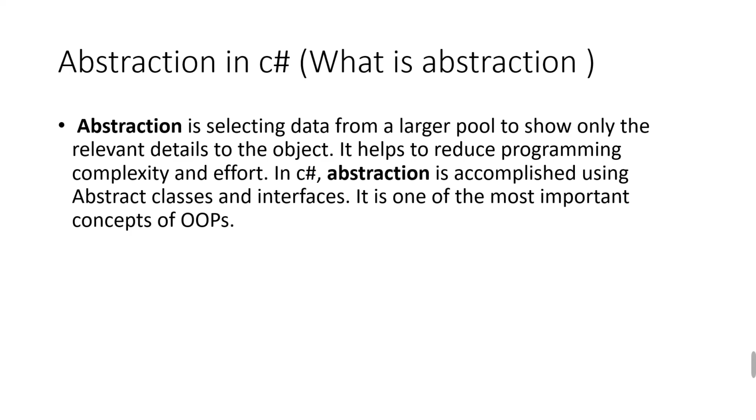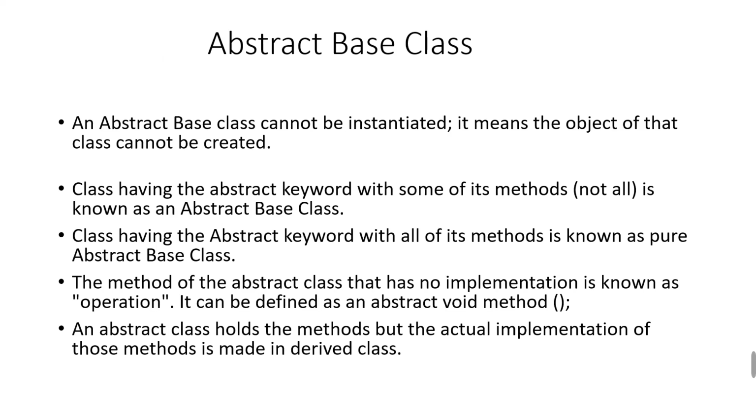So what is abstraction in C#? Now the next term comes as abstraction. Abstraction is selecting data from a larger pool to show only the relevant details of the object. Suppose I am a developer, you are a developer, and you have the definition of calculator programming. But there are some functions that you don't want to expose to another developer who is using your class. So abstraction is the way to protect your data. It helps to reduce programming complexity and effort. In C#, abstraction is accomplished using abstract classes and interfaces. It is one of the most important concepts of OOPS.